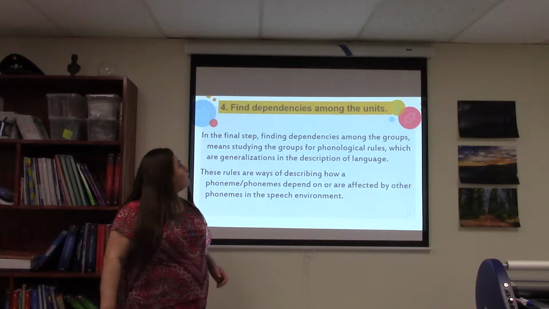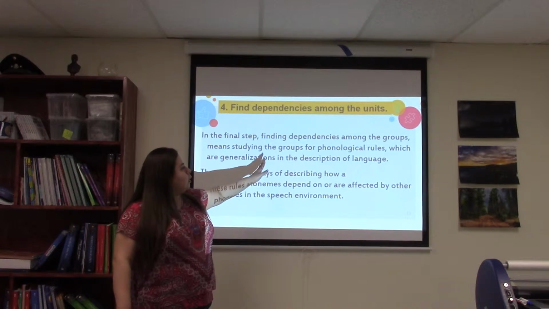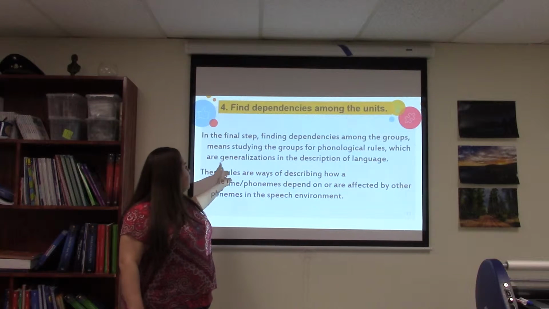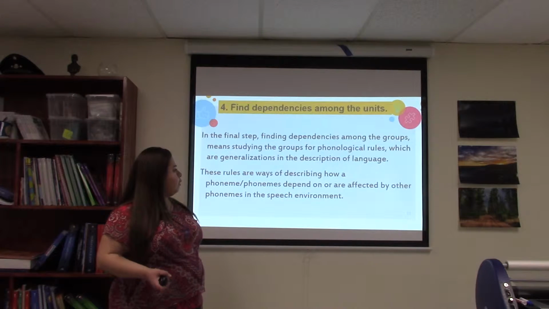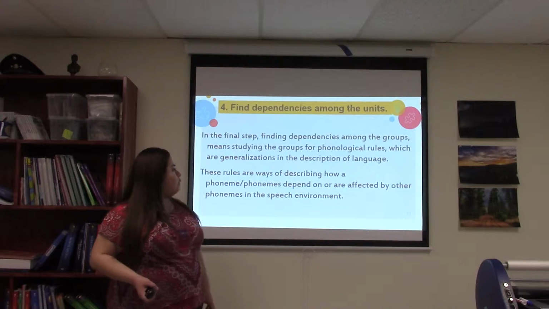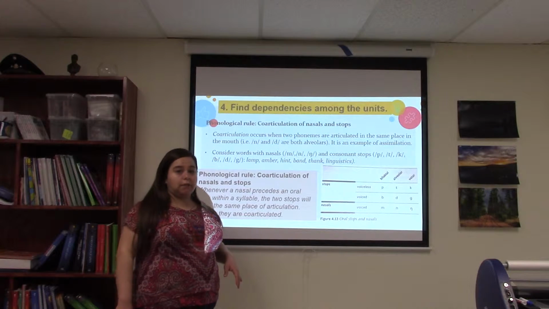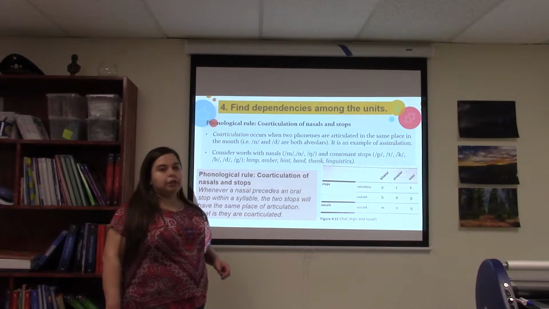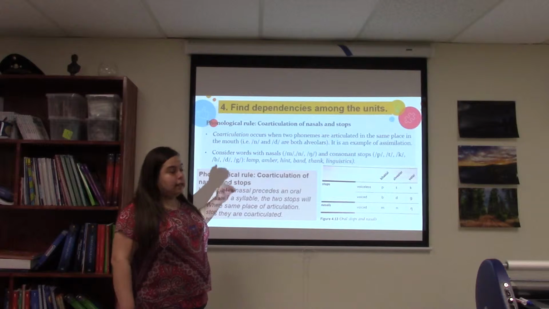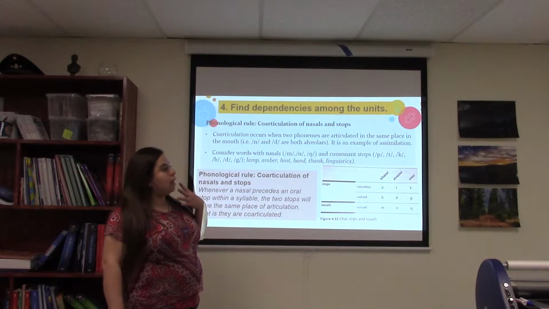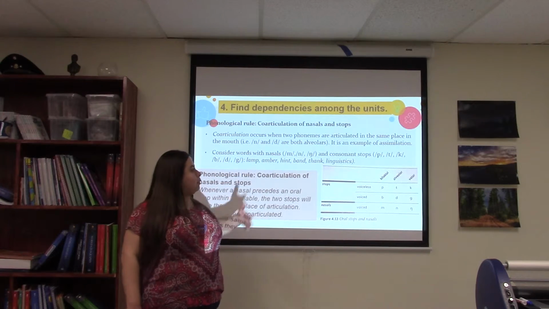So finally, finding the dependencies among the units, this is where we think of the rules. The final step means studying the groups of phonological rules, which are generalizations in the description of the language. These rules describe how a phoneme or phonemes depend on or are affected by phonemes in the speech environment. One of the rules that they mentioned in the book was the phonological rule of the co-articulation of nasals and stops. Co-articulation means when two phonemes are articulated in the same place in the mouth, for example n and d, which are both alveolars. It is an example of assimilation.